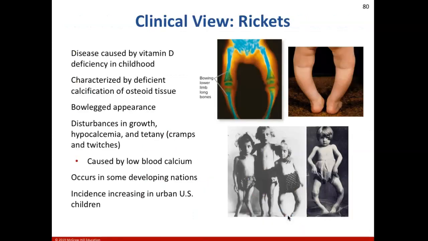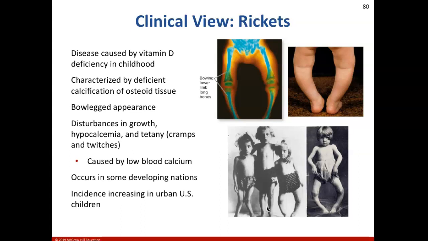A quick clinical view here on rickets. This disease is caused by a vitamin D deficiency in childhood, and it's characterized by deficient calcification of osteoid tissue. You can see that it gives children this bow-legged appearance, so you could see it over here, as well as within these children in the photo in black and white. And we have disturbances in growth.